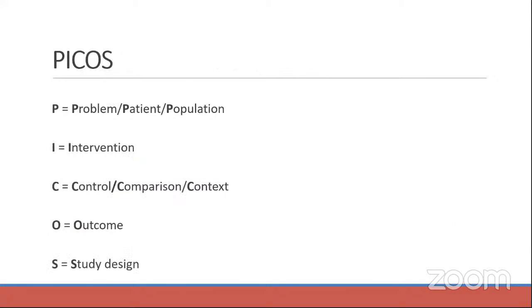And certain recommendations also ask us to include study design as part of the research question or the search strategy. Here, S stands for study design in the PICOS, and it can also be called study type. The study designs include experimental studies or non-experimental observational studies.